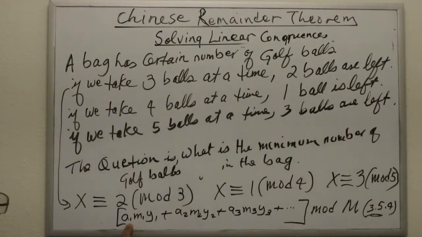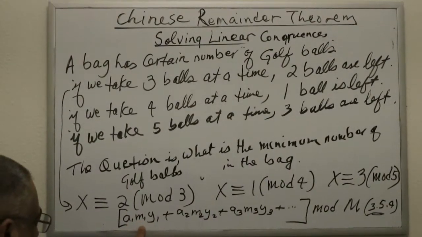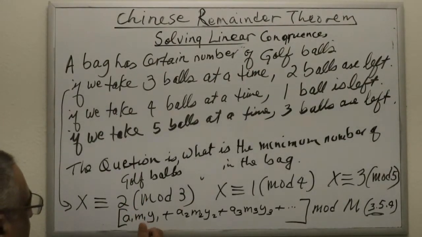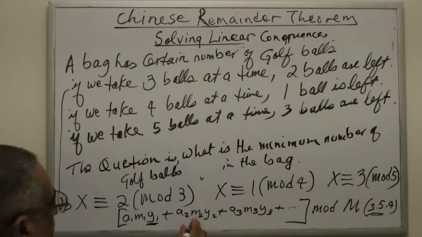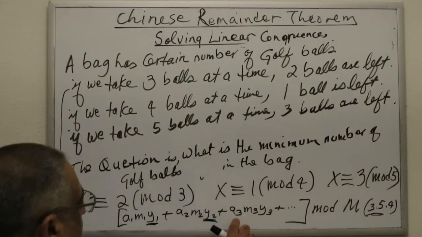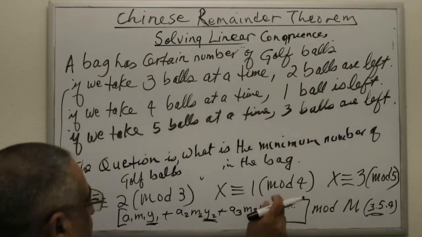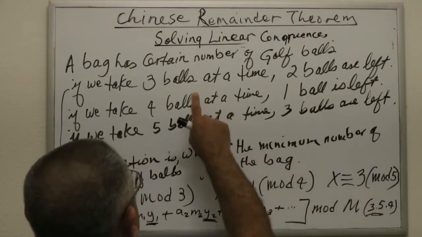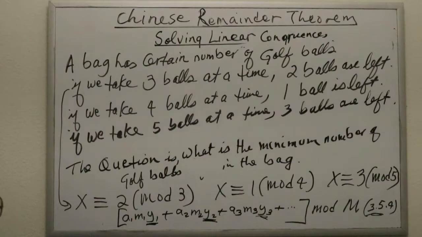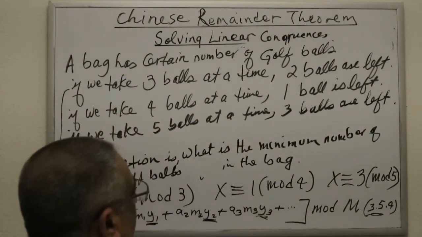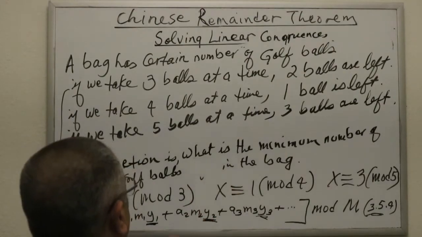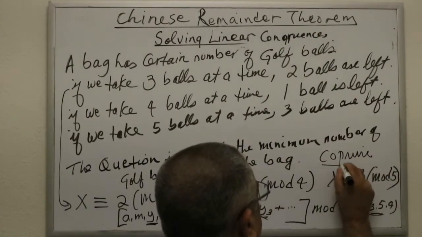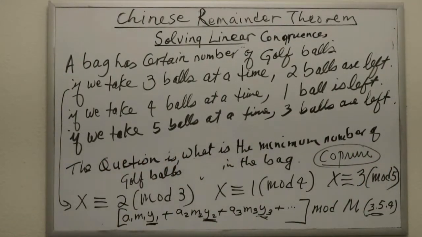So if I go through this scenario, I'm going to go A1, M1, Y1. Okay, so we'll figure out A1 and M1. I need to get a value for Y1. A2, M2, Y2. A3, M3, Y3. A4, M4. And then I'm going to mod it by M. And M is 3, 4, and 5. Now, 3, 4, and 5, these are co-primes. They are co-prime. What is a co-prime? Co-prime means that if you take the GCD of any two of these numbers, it's 1.